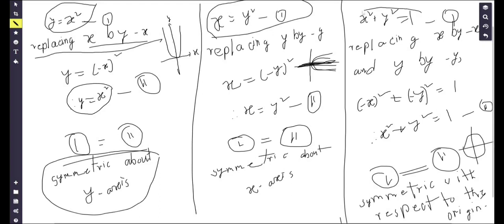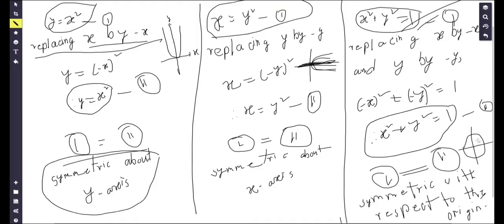And the final one is x squared plus y squared equals 1. This is the equation of a unit circle. And replacing x by minus x and y by minus y, the resulting equation is exactly the same as the previous equation. As 1 is equal to 2 after replacing x by minus x and y by minus y, we can say that this curve, or this graph of the function, is symmetric with respect to the origin.